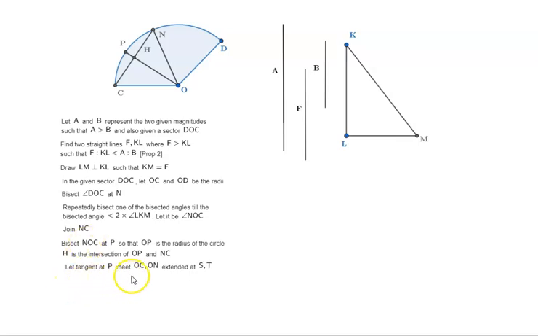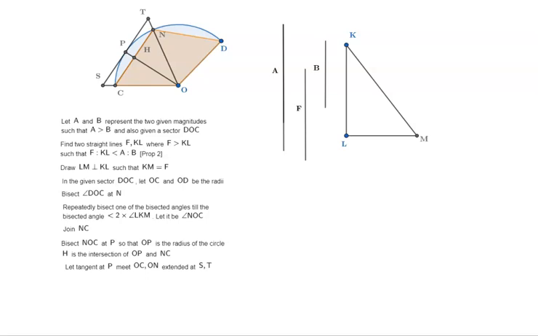Let the tangent at P meet OC and ON extended at S and T. So, we extend NO and OC, and we draw a tangent at P and take the intersections. And now we can remove these lines. And let's join ST. That means now we can actually have the inscribed and the circumscribed polygons on this sector.